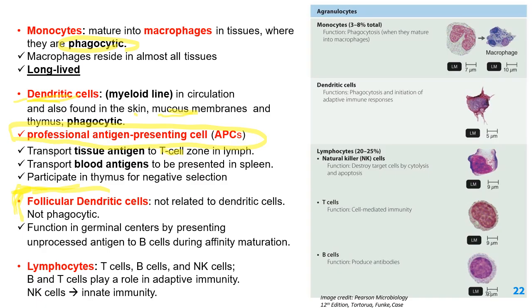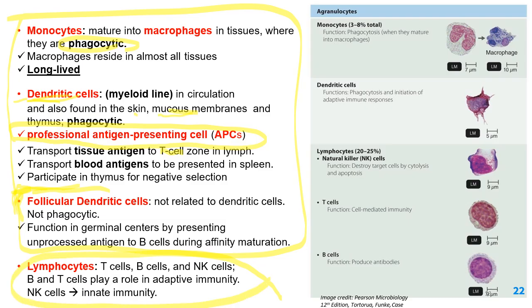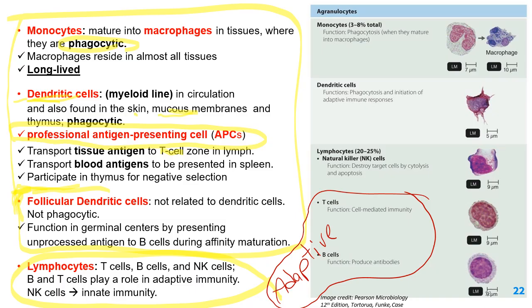Besides those cells of your innate immune system, so these are all innate, right? Then you have your lymphocytes. That is your adaptive right here. No, I almost made a mistake here. Okay, let me delete this. Okay, here we go. Your adaptive are your B cells and your T cells, right? So lymphocytes. Natural killer cells are also lymphocytes, but that is innate immune system.